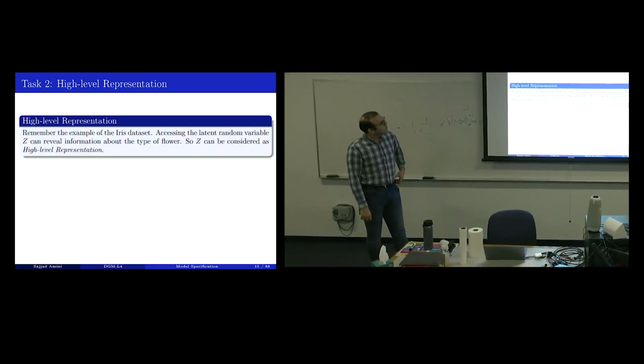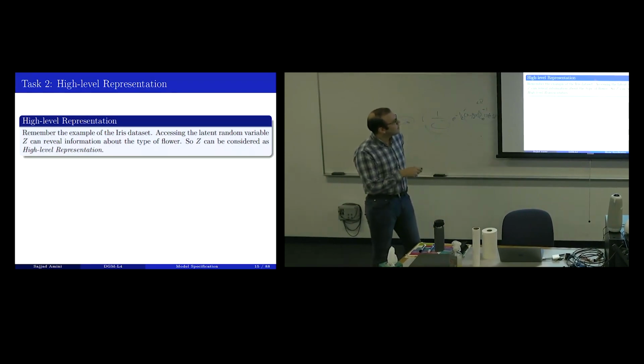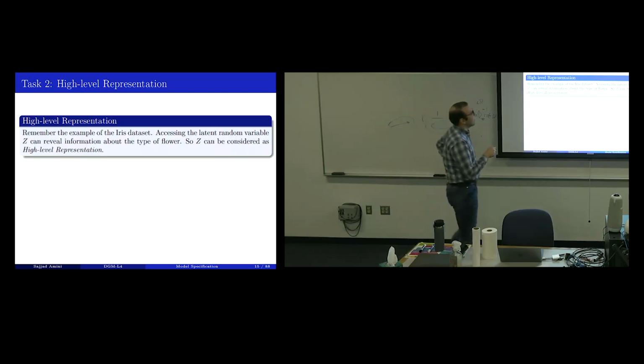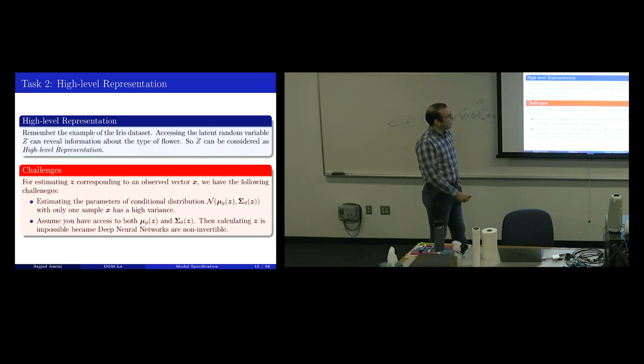Okay, the high-level representation. Remember that this is just talking about the Z, and we know that Z is a high-level representation of the data. This is the conceptual information about the data. If we are talking about a face, in Z we have whether it is a man or a woman, gender, pose, and any high-level information. But what are the challenging points here?